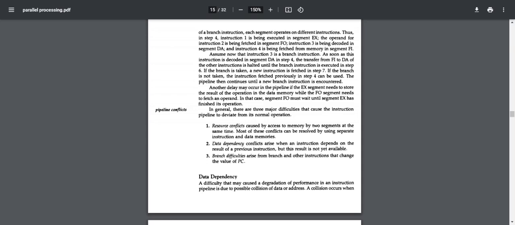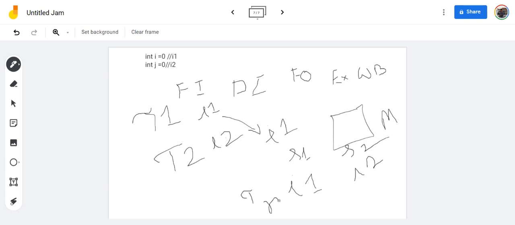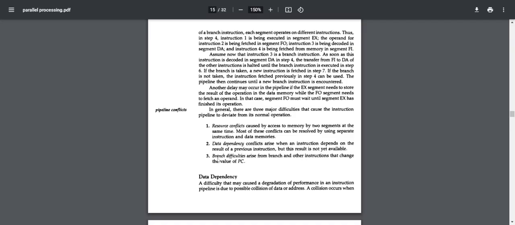Now, resource conflict is caused when two segments try to access the same memory location during the same clock cycle, right? So how does this look? Say you have a memory location M, and you have two instructions I1 and I2, which are now in two different segments of the CPU and being executed in the same clock cycle. Now imagine what will happen if I1 and I2 both try to access the memory location M simultaneously in the same clock cycle Tn. There will be a kind of conflict, right? This kind of conflict is called resource conflict.